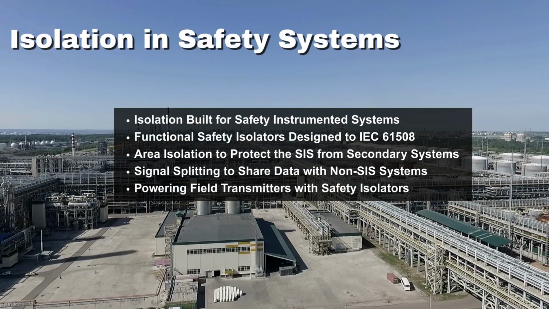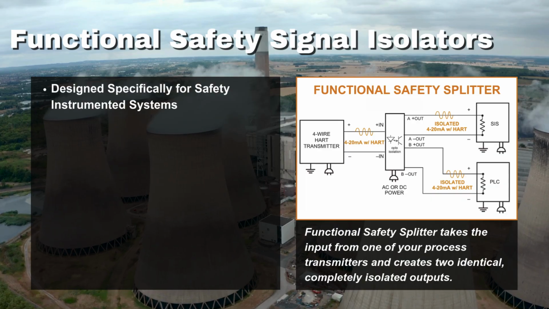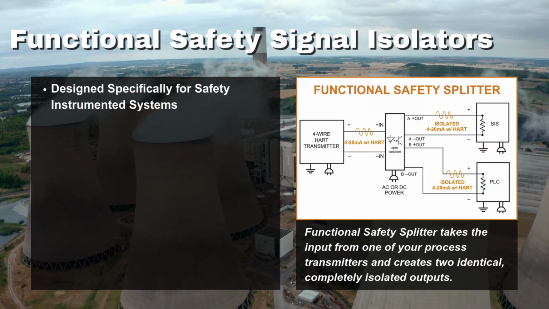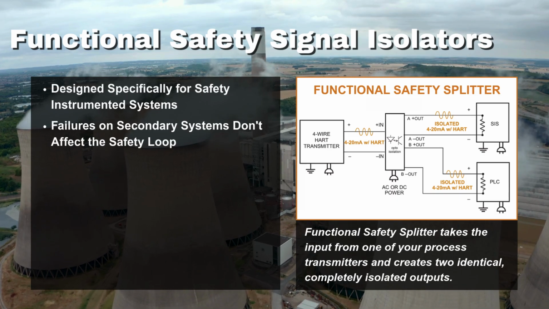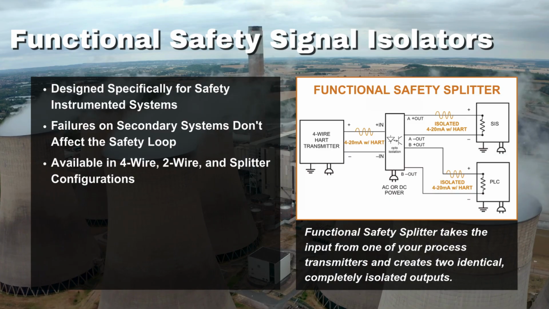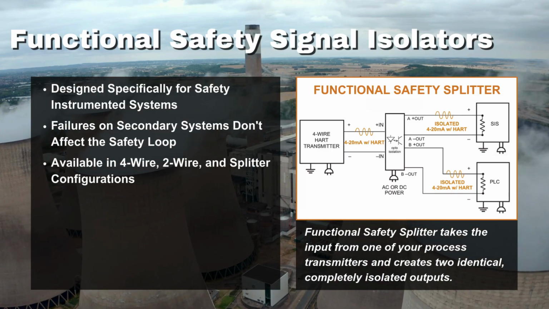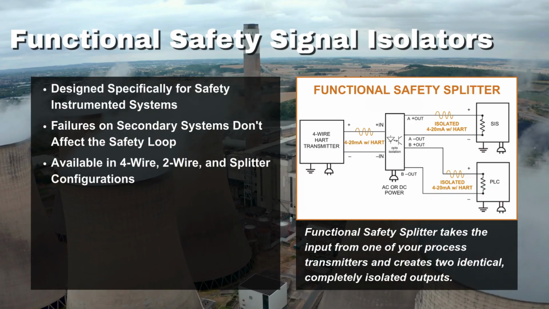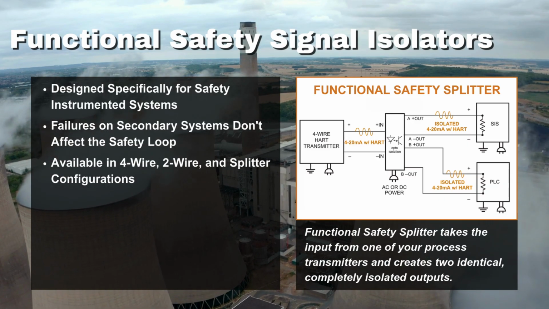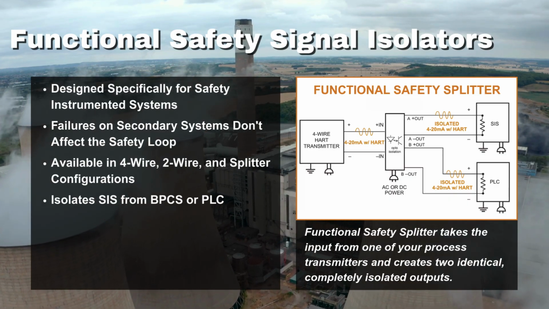hardware in critical installations. Functional safety isolators and splitters are designed specifically for these critical SIS loops, providing isolation, signal conversion, and splitting where failures cannot be tolerated. These devices are available in 3 configurations to suit different application requirements: a 4-wire line or mains-powered isolator, a 2-wire loop-powered isolator, and a 4-wire mains-powered splitter that accepts a single process signal and delivers 2 completely isolated, identical outputs to 2 separate monitoring or control devices.